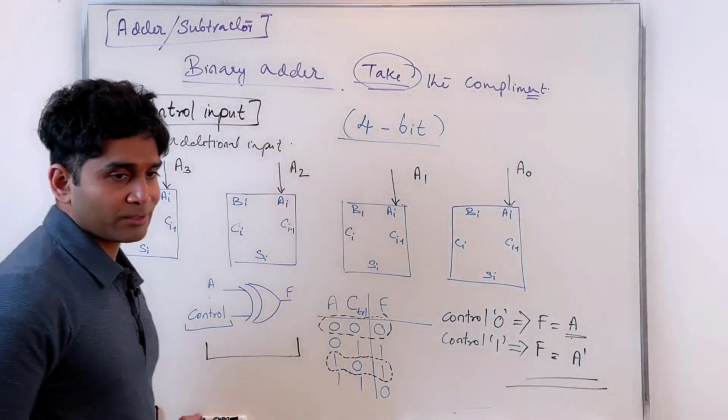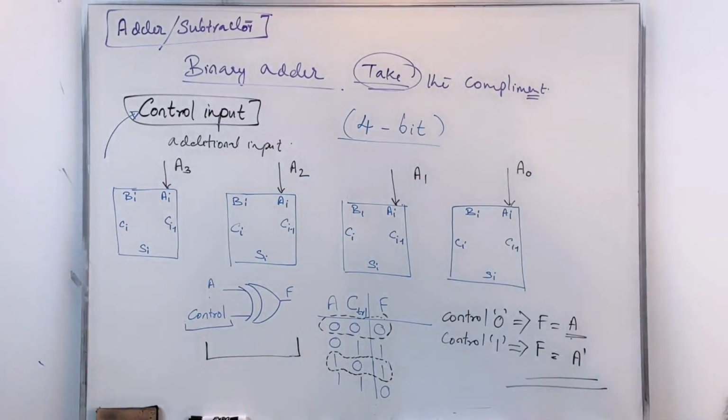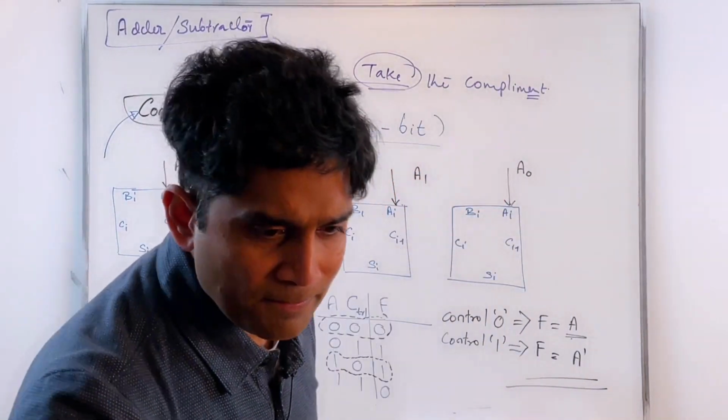How do I complete this circuit so that this can perform both an addition operation as well as a subtraction operation at different times? What can we do for B's? Any ideas from the class?